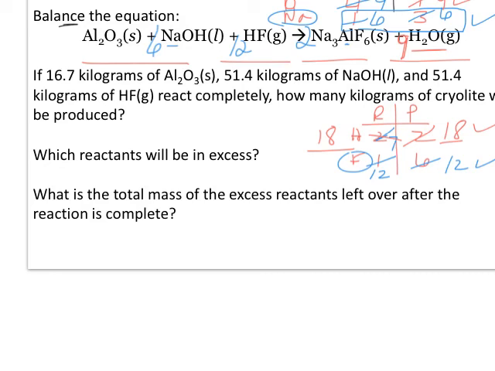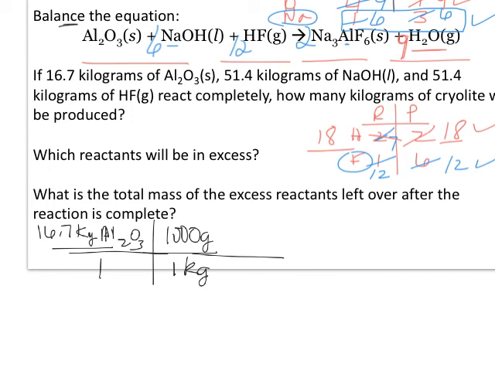if 16.7 kilograms of aluminum oxide, 51.4 kilograms of sodium hydroxide, and 51.4 kilograms of HF react completely, how many kilograms of cryolite will be produced? This means we have to figure out our limiting reactant, and now instead of 2, we have 3. So we're going to have to take 16.7 kilograms of aluminum oxide over 1, and we have to get from kilograms to grams, so you need to have memorized that 1 kilogram is 1,000 grams, because we have to use molar mass.